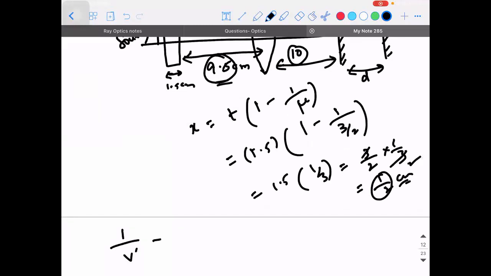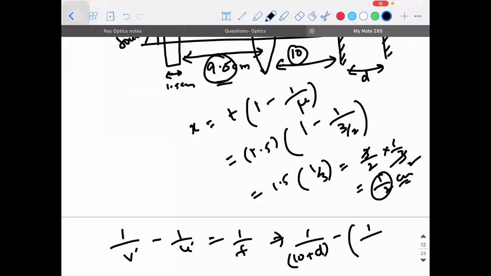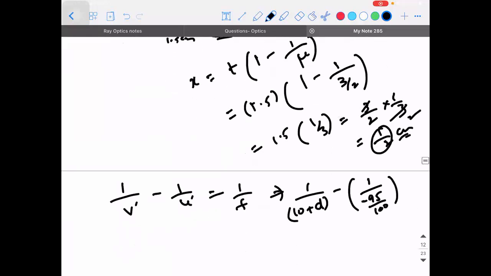Okay. So 1 by v dash minus 1 by u dash is equal to 1 by f dash. Simple. Now the problem is simple. 1 by 10 plus d minus 1 by u dash, 1 by minus 9.5. Otherwise minus 95 divided by 100, otherwise minus 19 by 20, is equal to 1 by 5. Calculate it and tell me what is the value of it. One unknown, one equation. Do it fast and tell me.